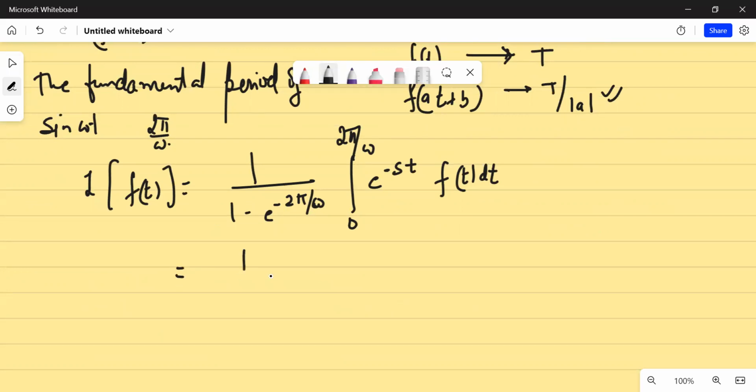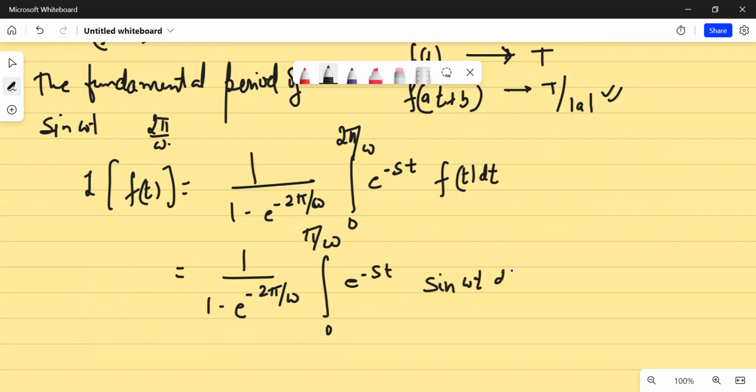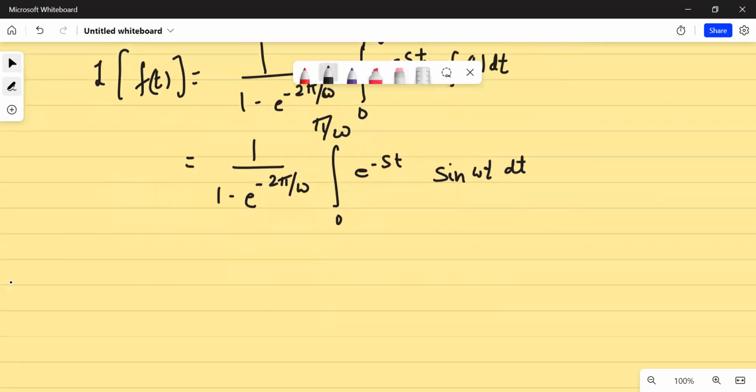So after all, we have to integrate only over that part. So I'll integrate 1 upon 1 minus e to the power minus 2 pi upon omega, integral from 0 to pi upon omega, e to the power minus st sine omega t dt. Is that clear? A day before yesterday I did the integration for it, but I'll have to do it all over again. So 1 upon D, e to the power minus st sine omega t.